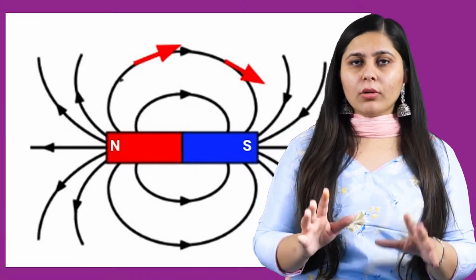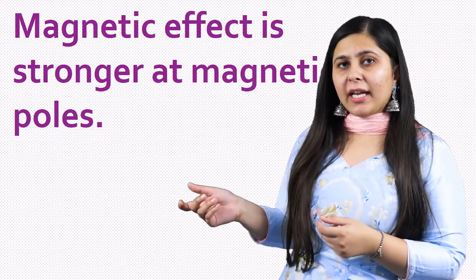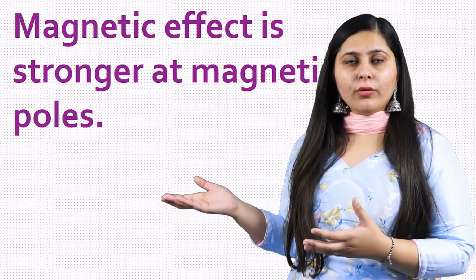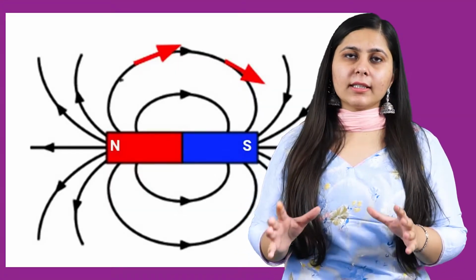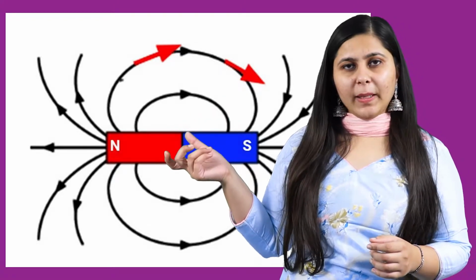I'm sure now you realize why some lines are made so close to each other near the magnet and why some magnetic lines are so far apart from the magnet. This is because they denote the strong magnetic field and the weak magnetic field.